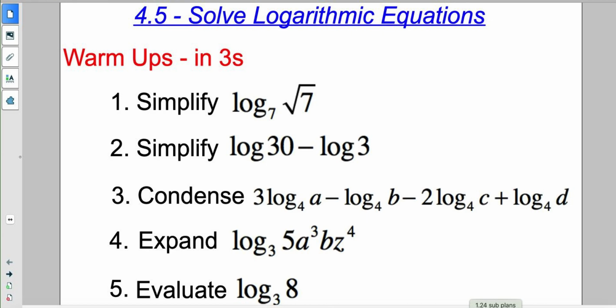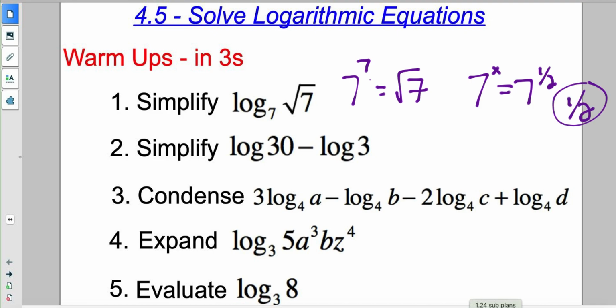All right, so with the first one, it's basically, again, 7 to the what power equals root 7. We can match the bases here. It's going to be 7 to the something equals 7 to the 1/2, right? You can use x or you can use a question mark. Again, just make sure you don't say x equals. The answer is just going to be 1/2, right?